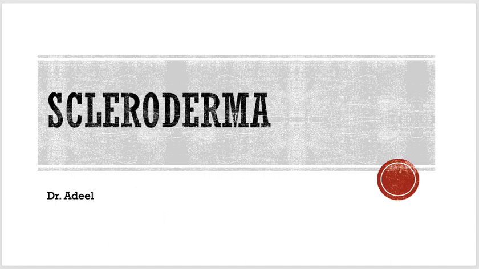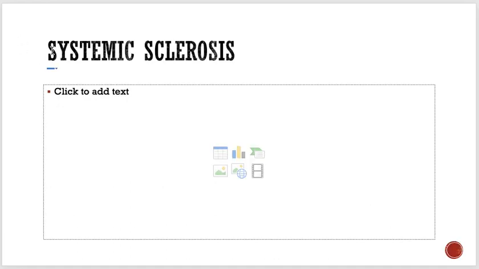Scleroderma. Now, scleroderma, this condition is also called systemic sclerosis, and some of the time it is also called systemic scleroderma. They are all the names of one condition. So I write over here scleroderma, but when I'm writing starting from here, I'm writing systemic sclerosis, because both are the name of the same condition. Now, what is scleroderma?